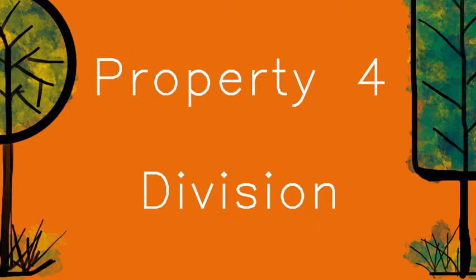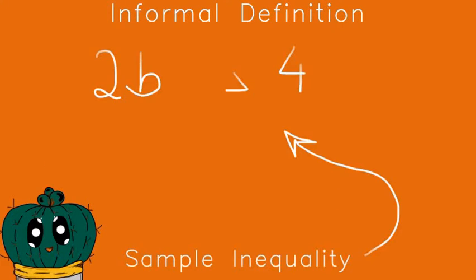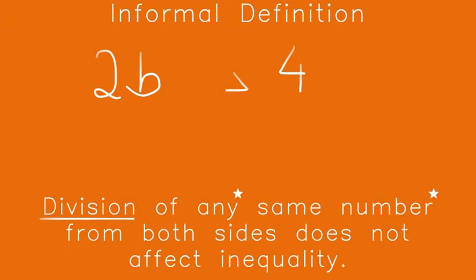Hello and welcome back. So this fourth property: how do you do division when you are dealing with algebraic inequalities? First of all, because we always do this, we need our inequality out. This is going to be the thing that we reference: 2b is greater than 4. Let's say you're given the following inequality, and let's get our definition out.